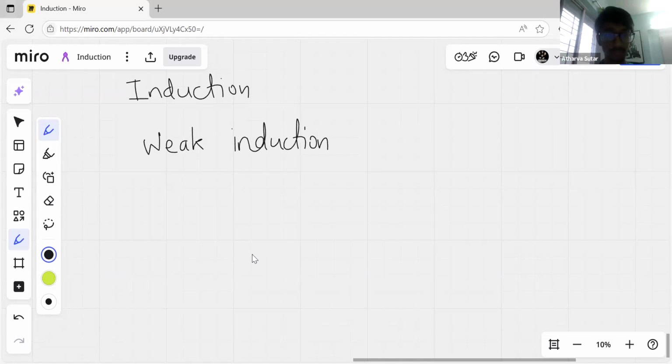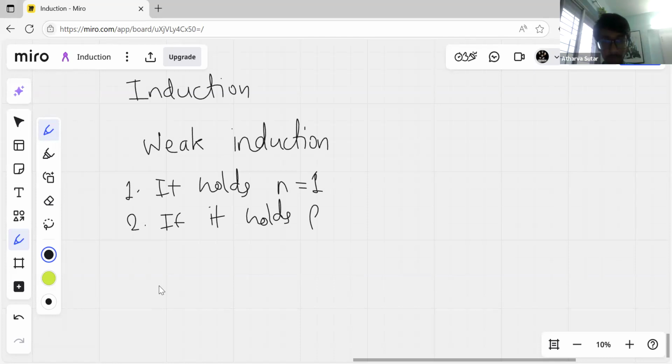So we'll start with weak induction. Basically, weak induction has two conditions. First, if you're given a condition, you want to prove that it holds for n equals 1. And you also want to prove that if it holds for k, then this would imply it holds for k plus 1. And this would basically prove the statement. Okay. Do you guys get this?